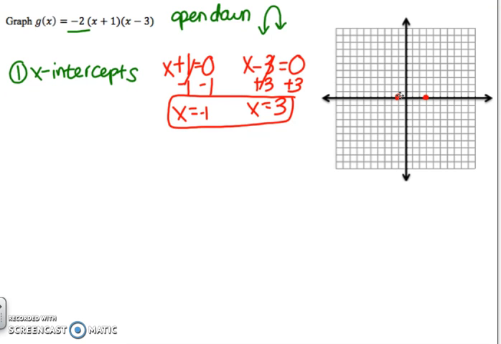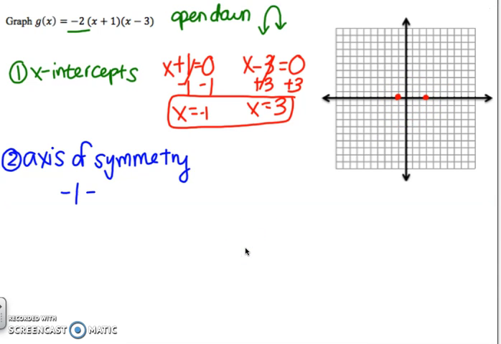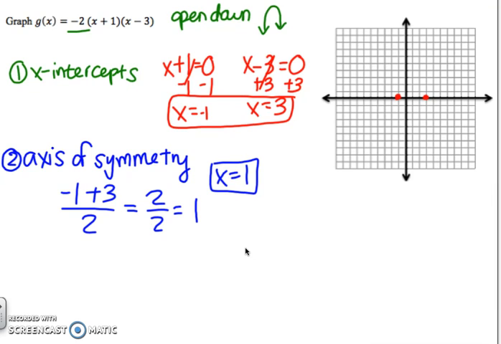The second thing is to find the axis of symmetry. And to do that, I need to find the middle of these 2 points. So again, you can do that by going in one, and seeing that it would be right here in the middle. Or I can do it mathematically by adding your 2 x's and dividing by 2. So -1 + 3 is 2, over 2, which is 1. So x = 1 is your axis of symmetry. So here is where the x value is 1, and draw a dotted line.